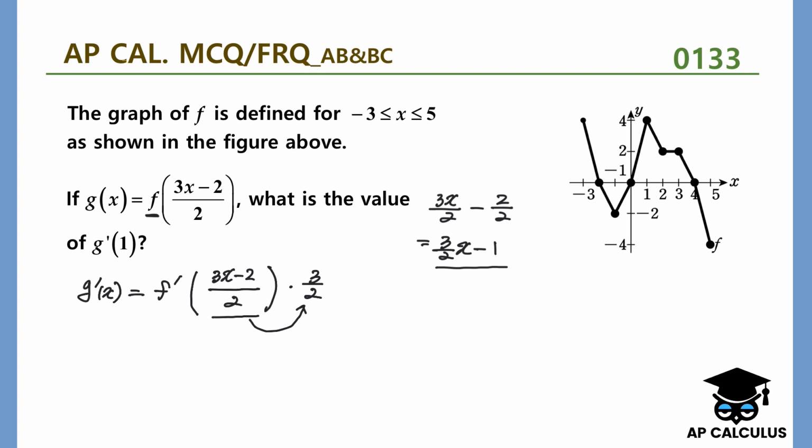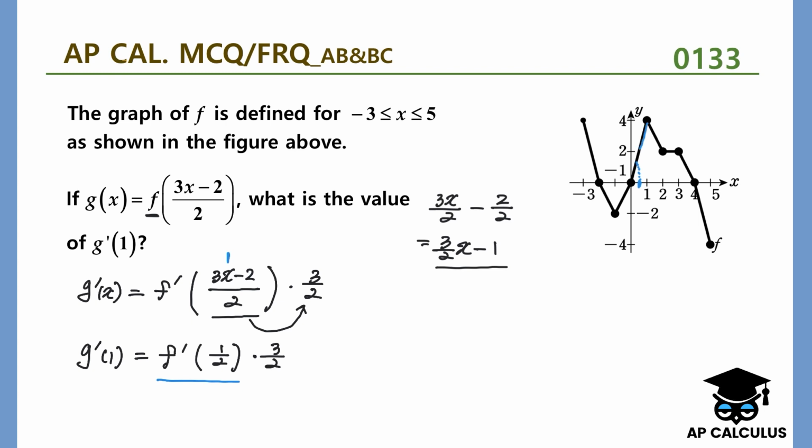So far so good? So we have g prime 1 is equal to f prime. We have to substitute 1 for x. So 3 minus 2, that's 1. So we have 1 over 2 here and times 3 over 2. And this is the slope of the tangent line of the graph of f at x equals 1/2, right?